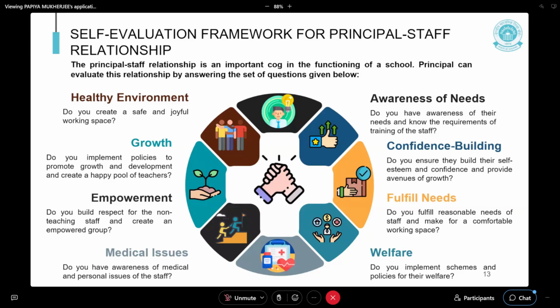You need to self-evaluate whether you give a proper, safe, and joyful working environment, because the relationship between the principal and the staff has an important bearing. Do you take care of medical issues? Are you aware of the medical and personal issues? Do you empower them? Do you build confidence and provide avenues for growth? All these need to be taken care of.